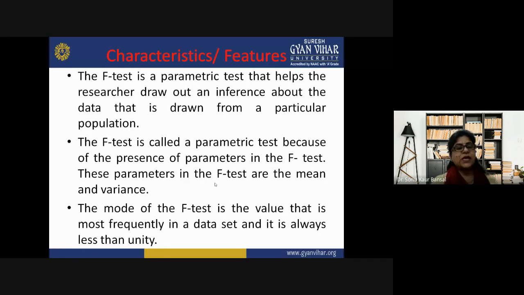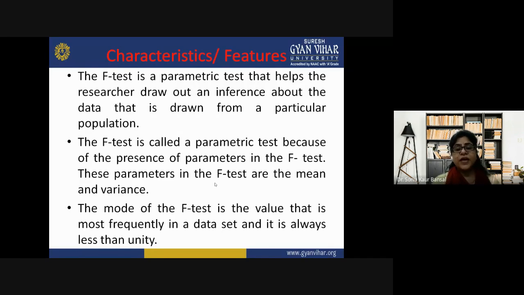So remember students that F-test is a parametric test, and F-test is applied when the data is actually collected from a particular population and inferences about the data are drawn from that. It is called a parametric test because of the presence of different parameters in the F-test. And what are those parameters? It is mean and variance. Variance, again I repeat, is the square of the standard deviation of a particular population, a particular group.